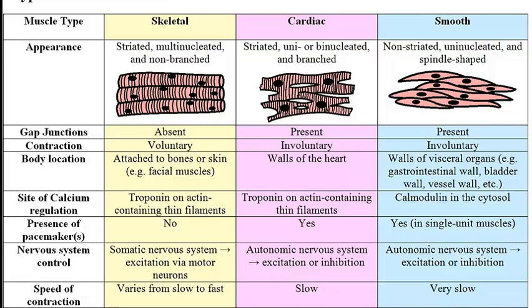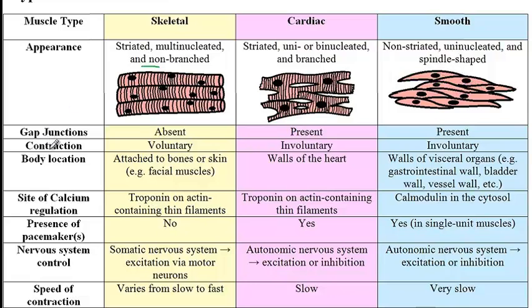So we've already discussed that both skeletal and cardiac muscles are striated. In addition, skeletal muscles have multiple nuclei. So here you can see that one skeletal muscle cell can have multiple nuclei versus cardiac muscles that can have one or two nuclei. And then smooth muscles have only one nucleus. Skeletal muscles are non-branched, they're straight, versus cardiac muscles that have branches. And then smooth muscles have a spindle shape. So here you can see that they have spindle shapes.